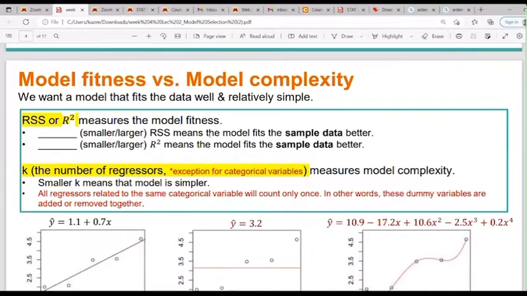And let me tell you here now, the smaller the RSS, the better the model fits the sample data. Don't forget the RSS is the residual sum of squares, the one that we call the unexplained variation. In statistical analysis, we basically want to minimize the residual sum of squares, to minimize the unexplained variation. That is the reason why a smaller one points in the direction that the model fits the sample data better.